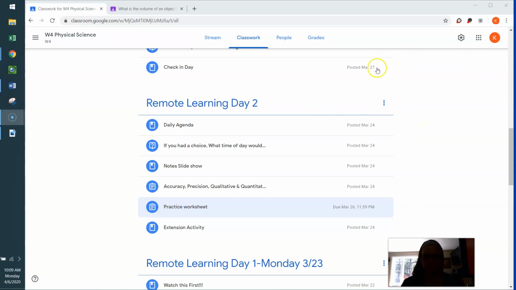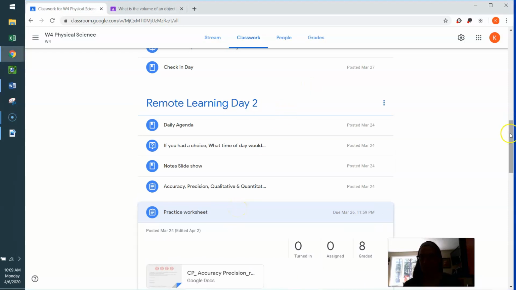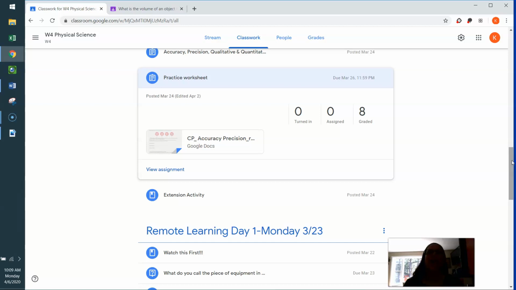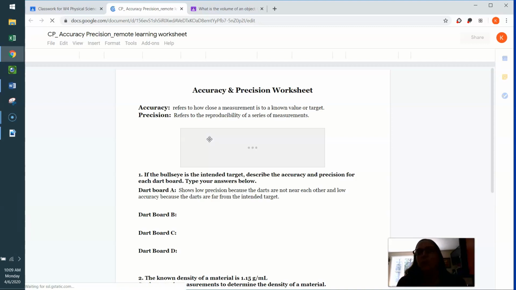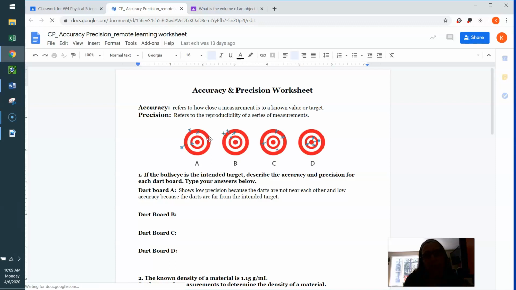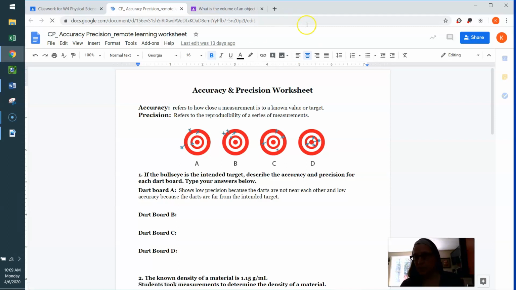If we go under Remote Learning Day 2, we're going to be looking at this practice worksheet that quickly goes through accuracy, precision, and then qualitative and quantitative observations. So let's get this one up and running now so that you can correct any of the answers that you may have gotten incorrect. I do believe I went through and left some comments for some people just to help out and fix your work.